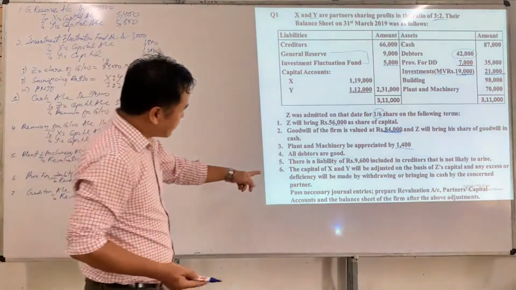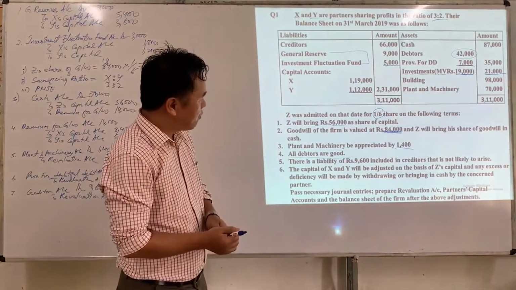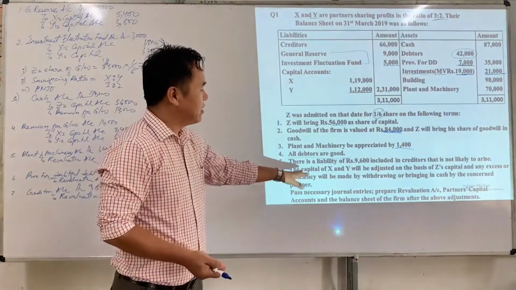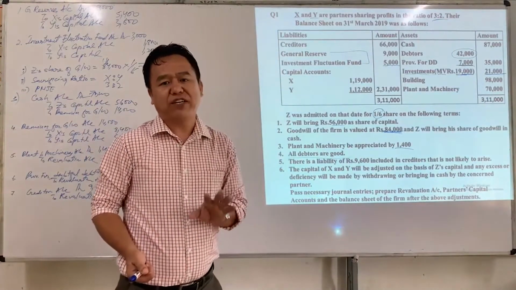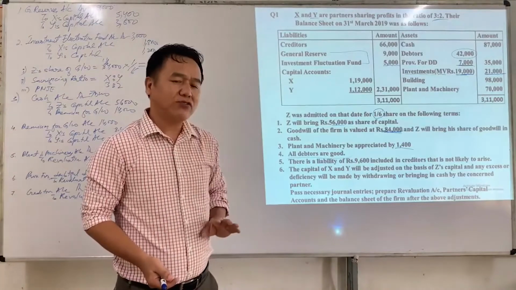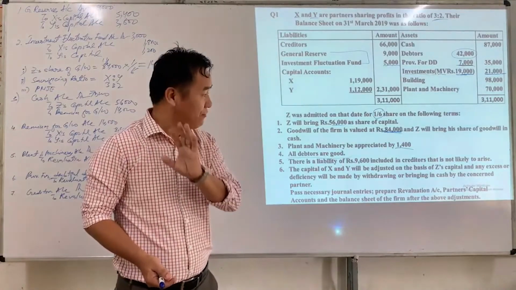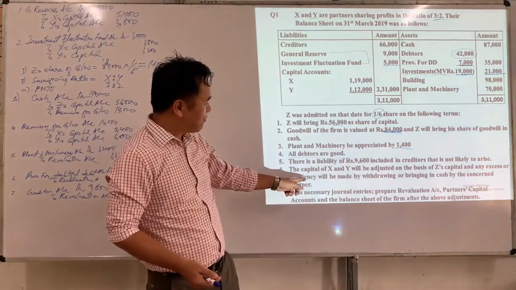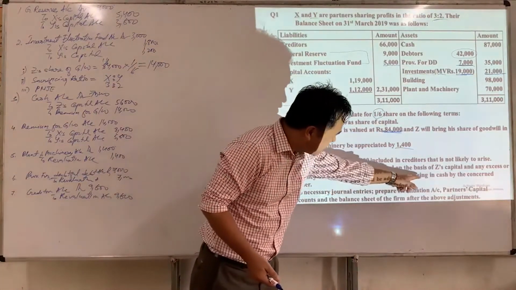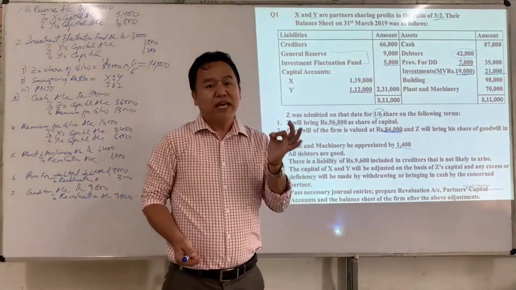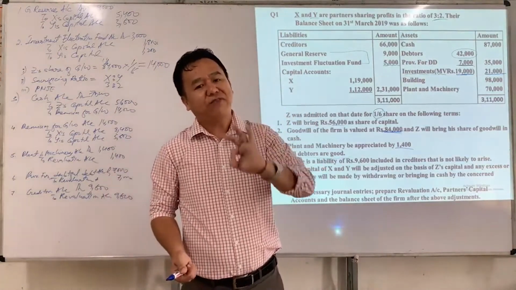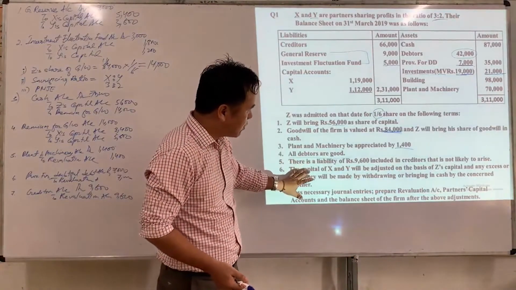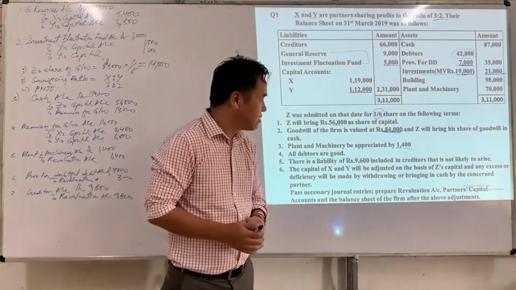And the sixth adjustment is that the capital of X and Y will be adjusted on the basis of Z's capital. So here X and Y don't want to keep their old capital balance. Instead, they want a new capital on the basis of Z's capital. Any excess or deficiency will be made by withdrawing or bringing in cash, which means adjustment of surplus and deficiency is made through cash. That we will do when we prepare partners capital account.